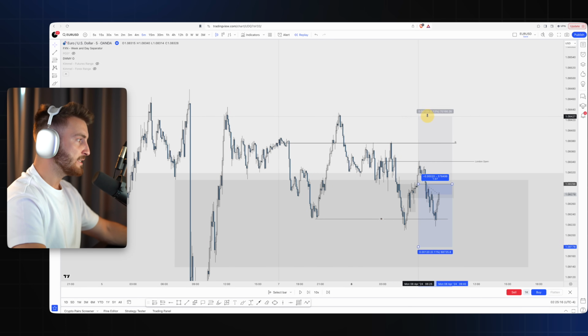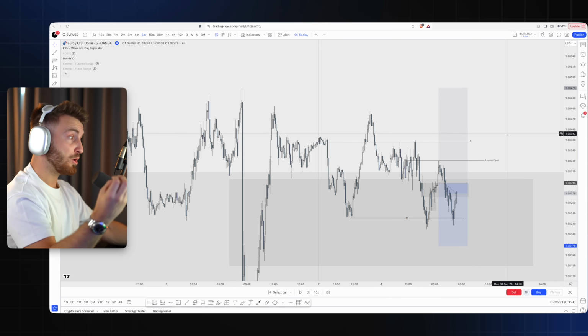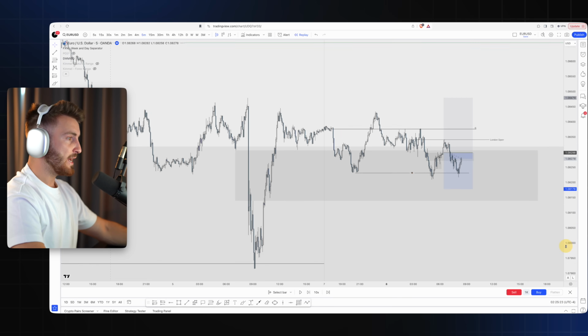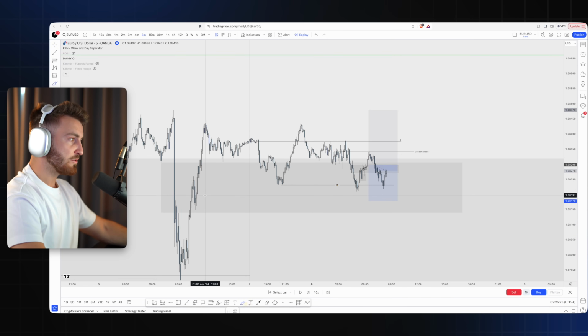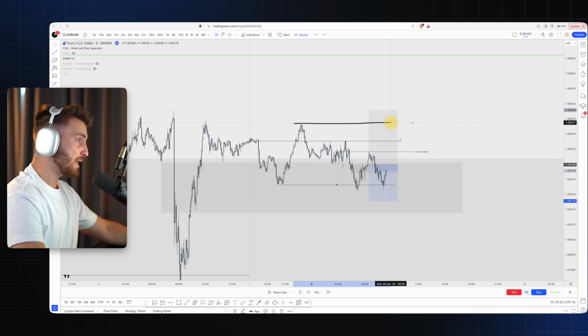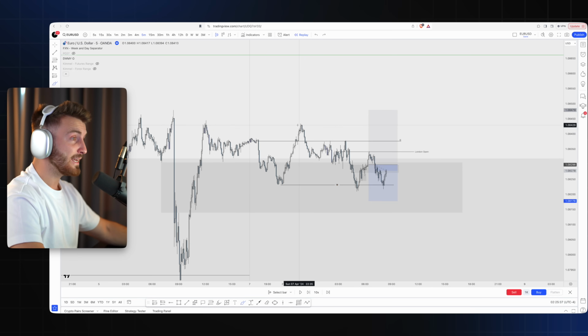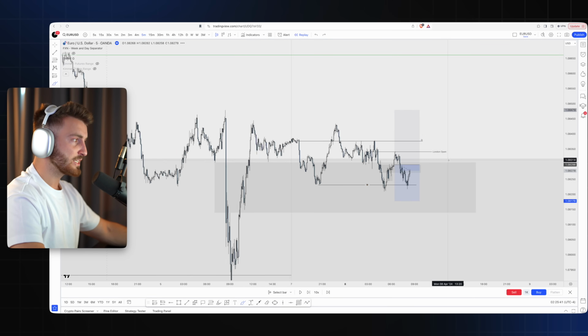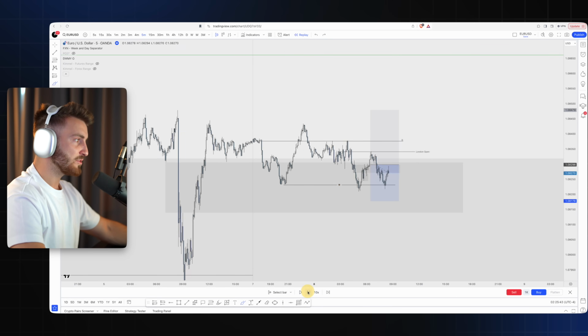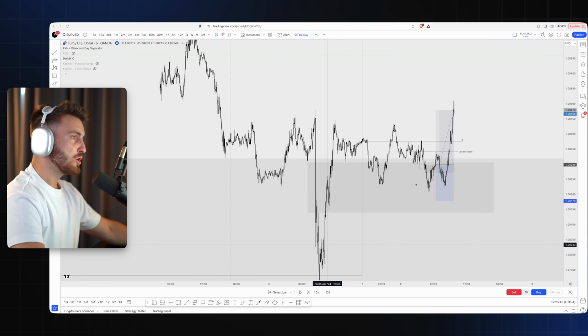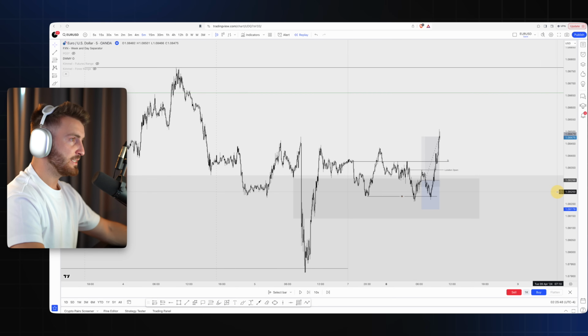The target can easily be 1 to 1.5, which is the lowest hanging fruit possible, because not only do we now have the reaction out of the fair value gap that we wanted, we have extremely low hanging fruit because this is a little bit above this Monday high. And then you can target just the next liquidity. And look at what happens after. The market moves, and there you go. You have a very, very quick and easy trade.